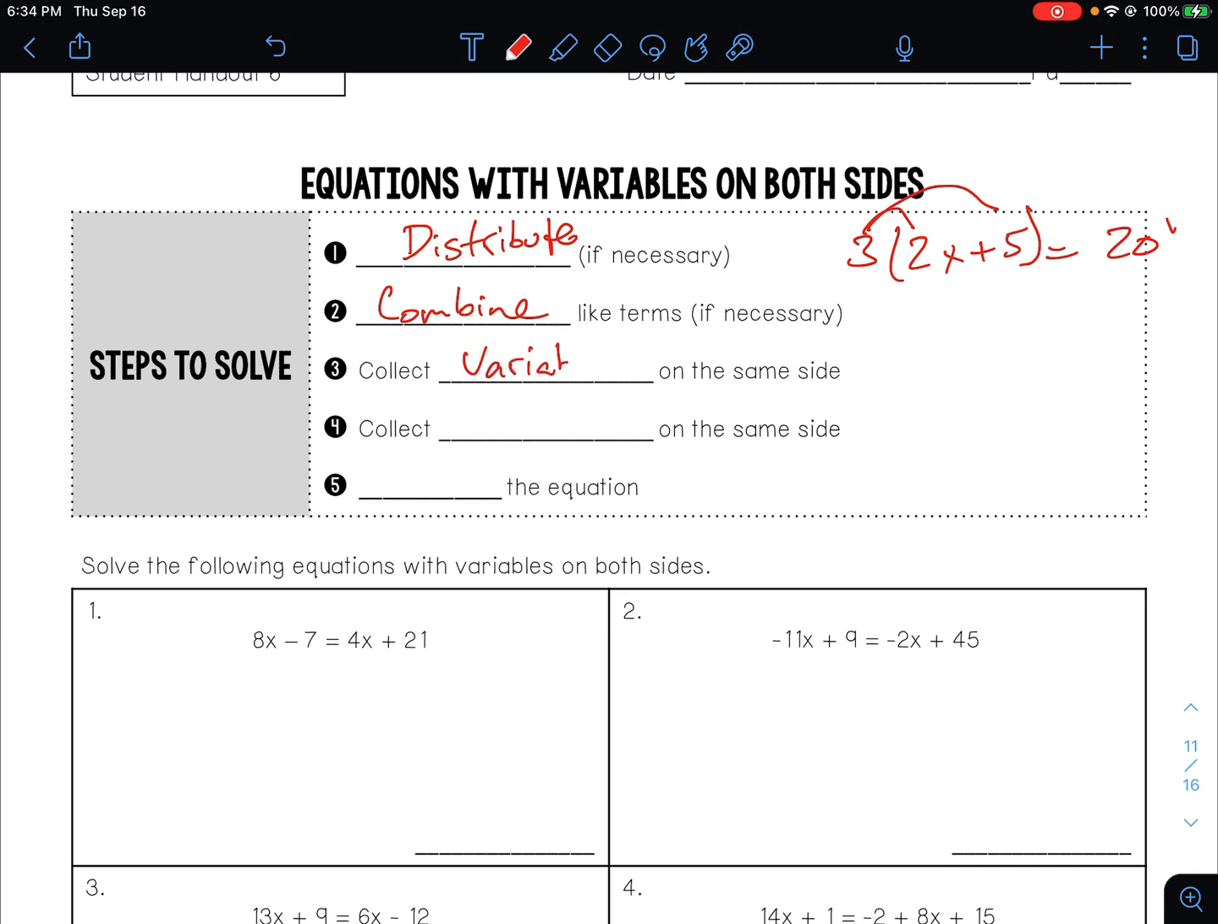Collect variables on the same side. So put all the variables on one side. Does it matter whether it's on the left side or right side? Nope. Do whichever's easiest. And then put the constants, which are just the plain numbers, on the opposite side. So if you put variables on one side, put the constants on the other side, and then you solve your equation. Hooray. Ready for this? It gets weird, but let's go.